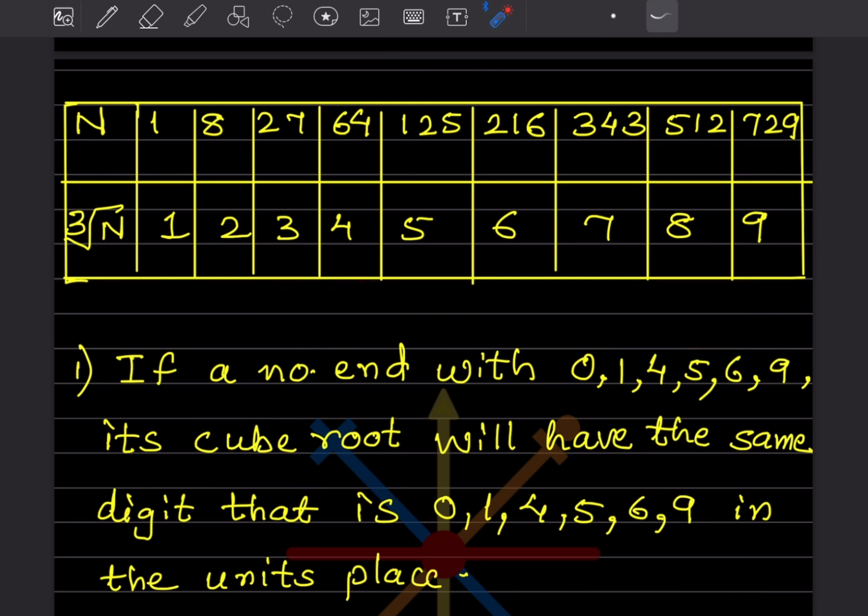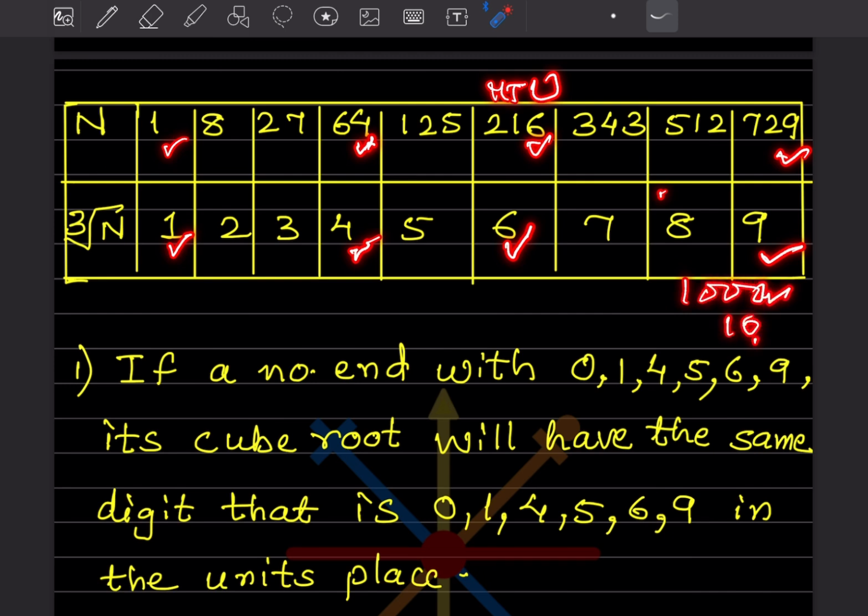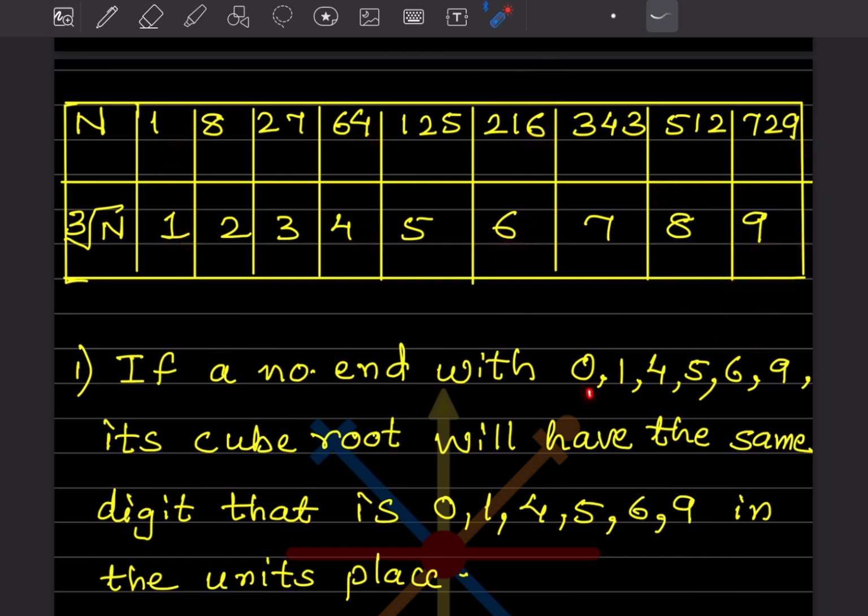Now in this one, what we can see, in both places we can find 1. In the unit place, here is 4, here also is 4. Here is 6, here also is 6. Just concentrate on the unit place. This is unit, tens and hundreds. Now here you can see 9 and 9. And again when you take 1000, that is 10, so in the unit place we get 0. So we can see if a number ends with 0, 1, 4, 5, 6 and 9, its cube root will have the same digit, that is 0, 1, 4, 5, 6 and 9. I think this is clear from this table.